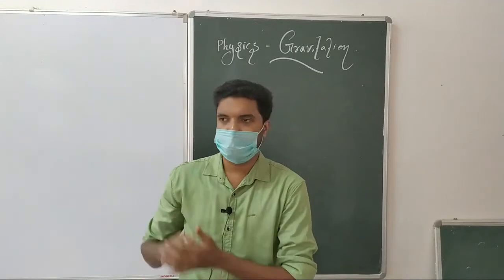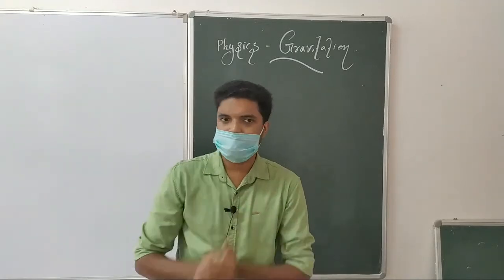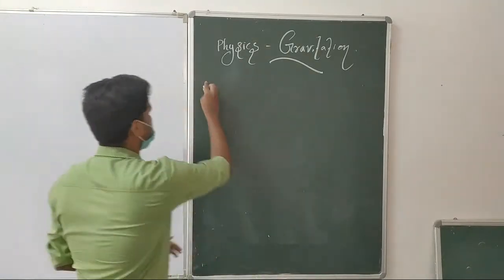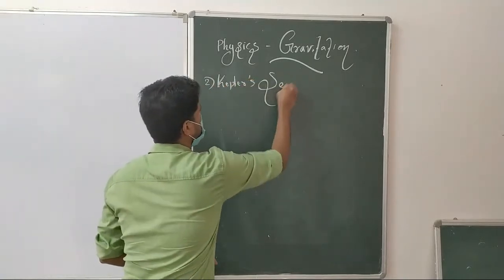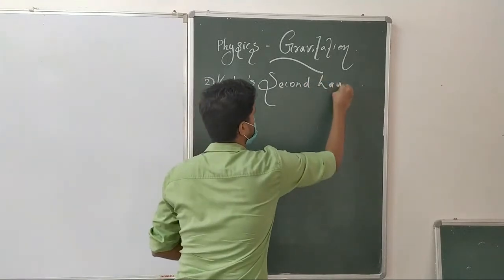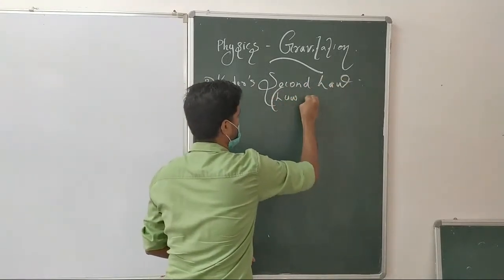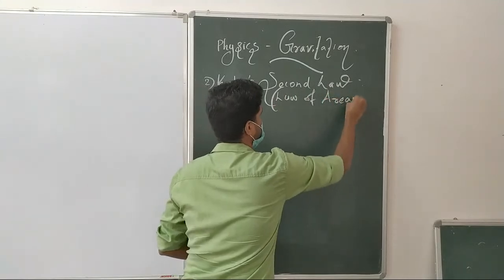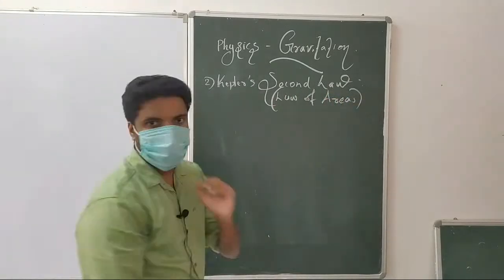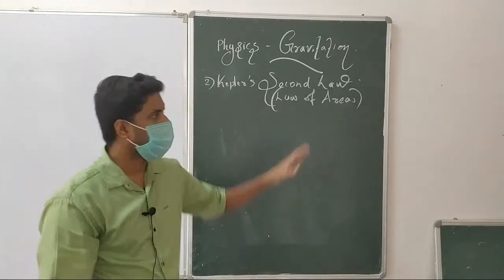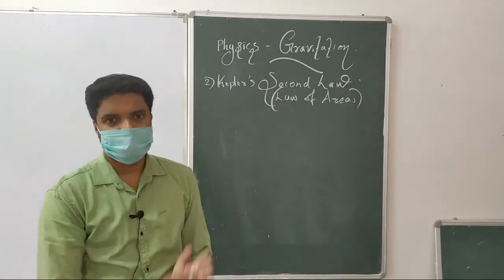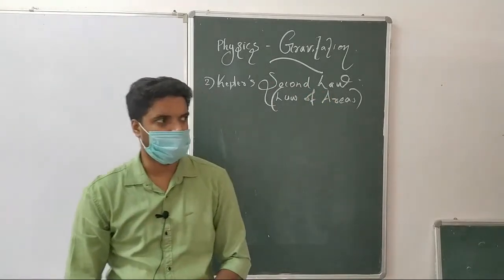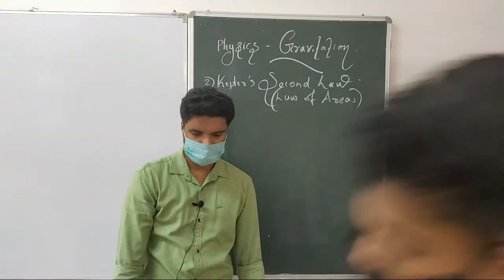Now come to the second law, Kepler's second law. Kepler's second law is otherwise called the law of areas. So I will write it, Kepler's second law, otherwise law of areas. In every examination there will be a 1 mark question: state the law of areas, or otherwise, state Kepler's second law. So that will be a very important question for you.